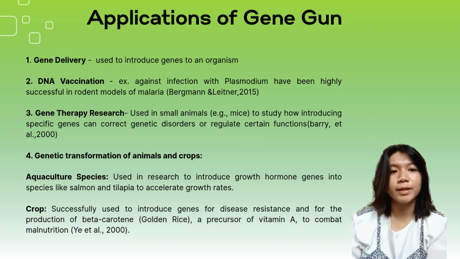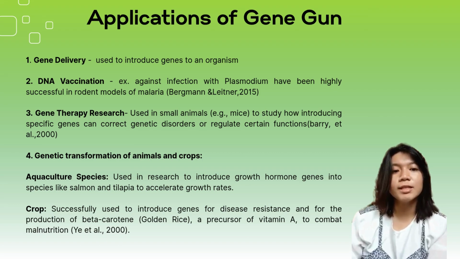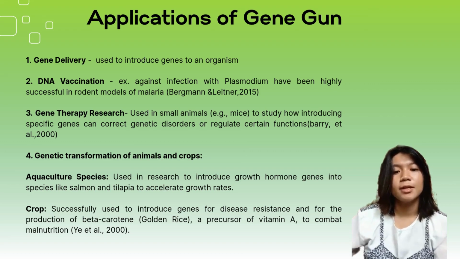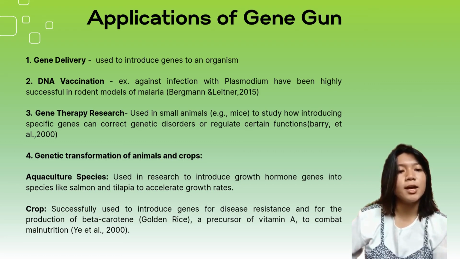Now, let's proceed to applications of the gene gun. The gene gun has many important applications. First, it's used for gene delivery, introducing new genes into organisms. Second, for DNA vaccination, as seen in malaria studies. And it can also be used in gene therapy research, especially in small animals like mice. And lastly, it's also applied in agriculture and aquaculture, for example, creating a faster growing fish species or vitamin A enriched crops like golden rice.